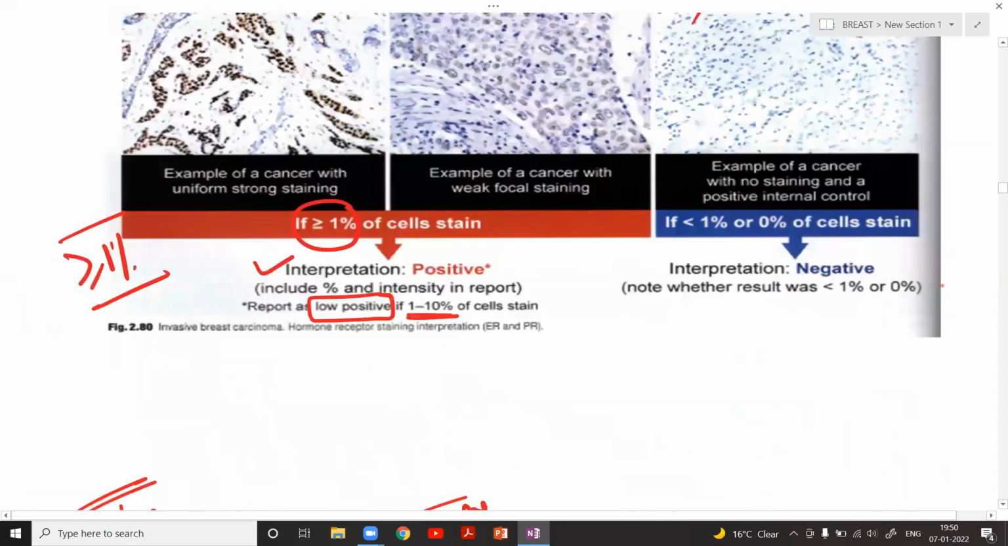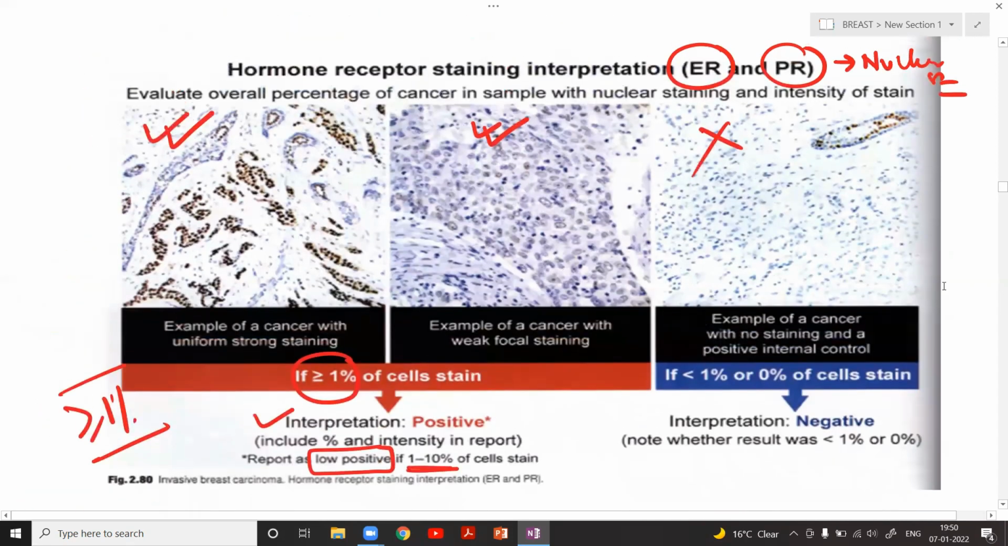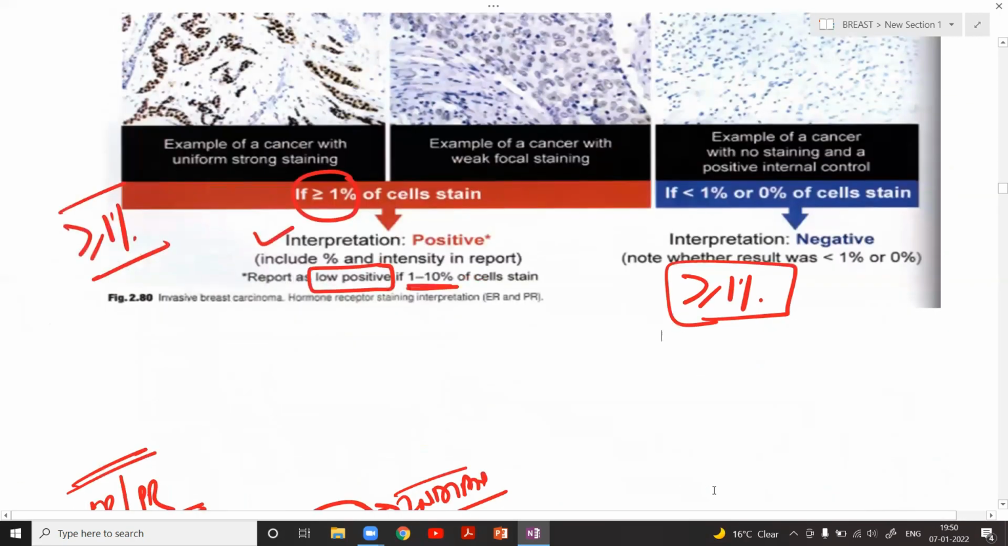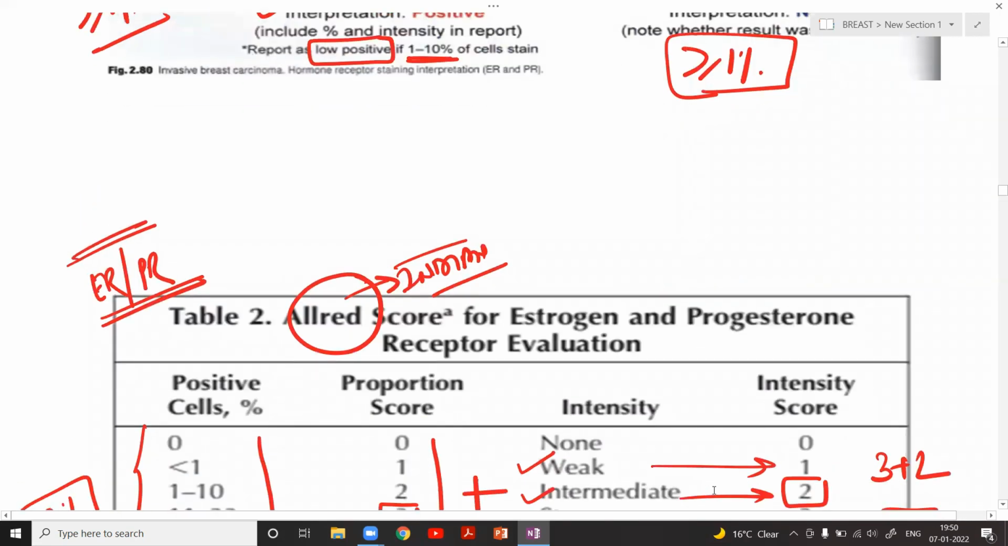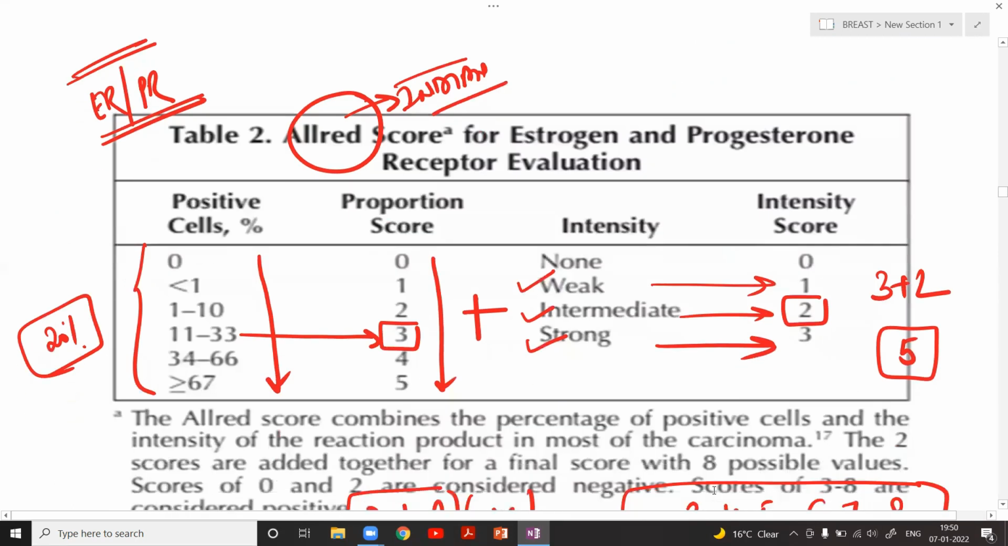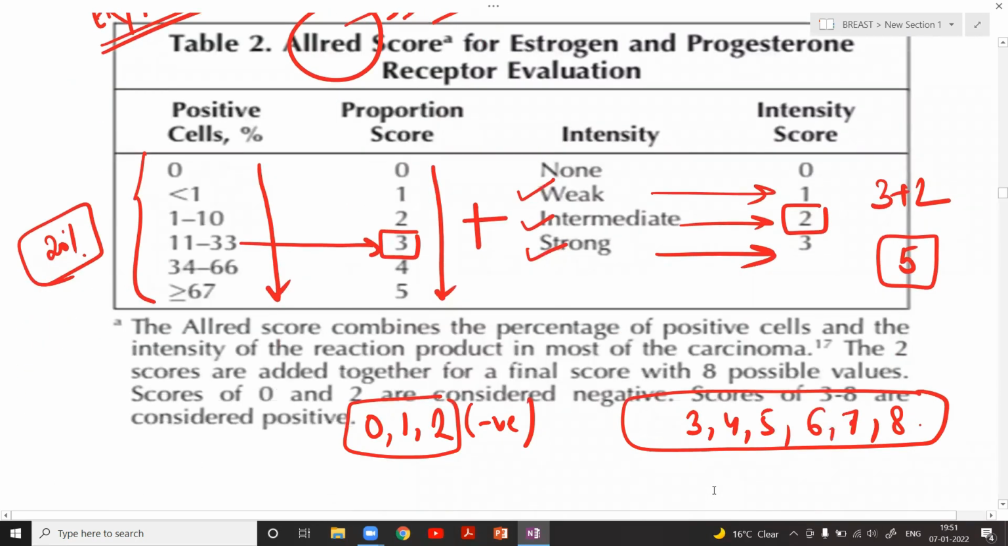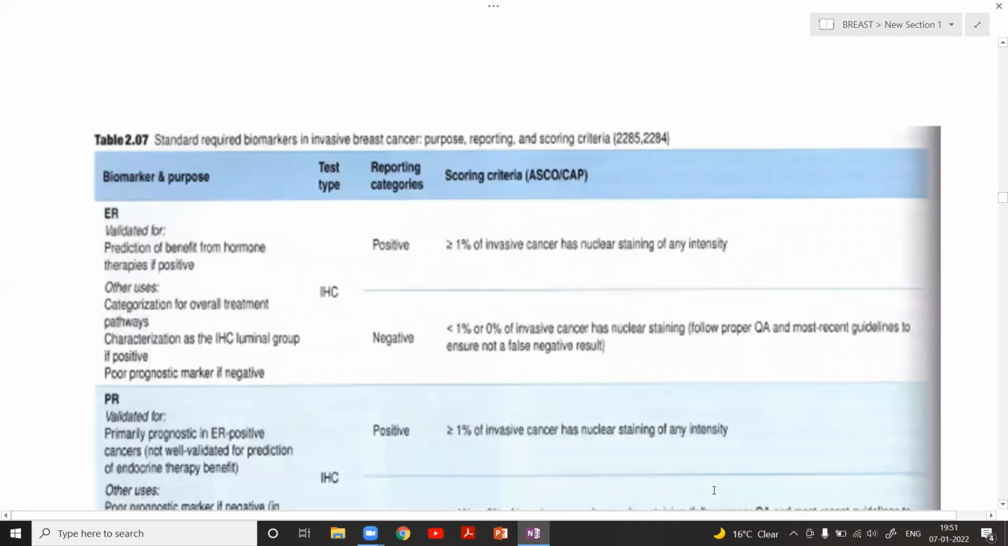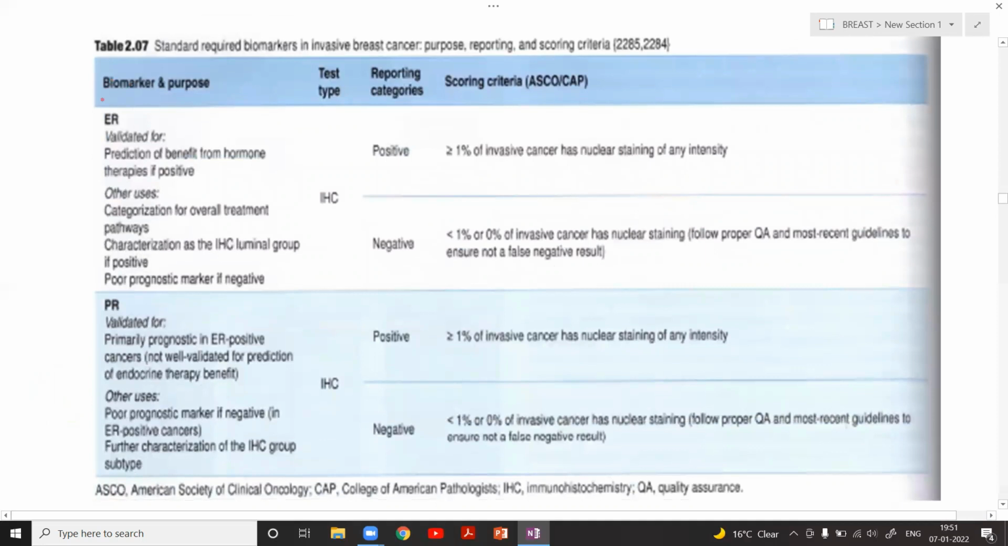But according to the latest edition of the WHO, okay, more than equal to 1% cells, irrespective of the strength of the stain, whether it be mild staining or irrespective of the intensity, if more than equal to 1% cell stains positive, it is taken as a positive, and that means the patient should get treatment. That means the WHO wants that all patients, irrespective of anything, if even slight ER/PR positivity is there, they should get treatment for anti-estrogens.